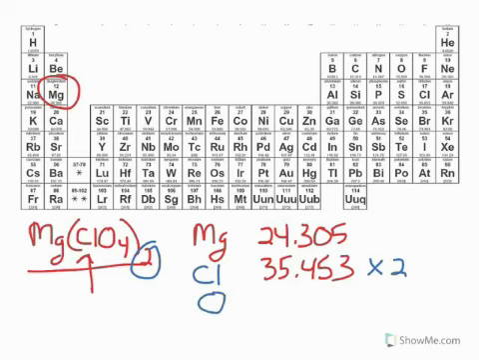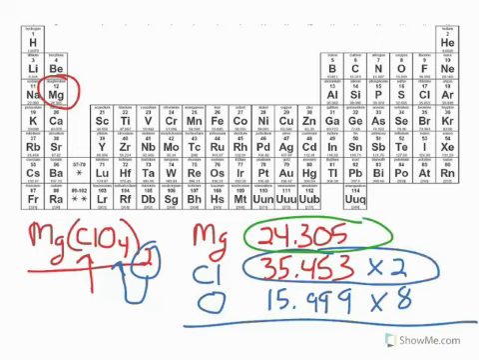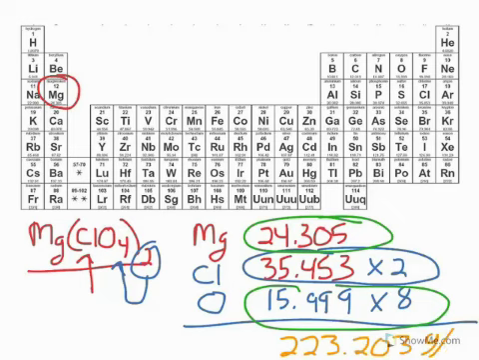And the oxygen is 15.999, and there's how many of those? 2 times 4 is 8. So to calculate the molar mass, I just got to multiply the 15.999 times 8 plus the 35.453 times 2 plus the 24.305. So when I do that, I get 223.203 grams per mole, and I got to write this correctly, so I'm going to rewrite it over here.